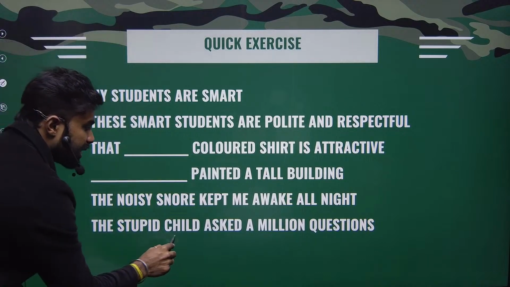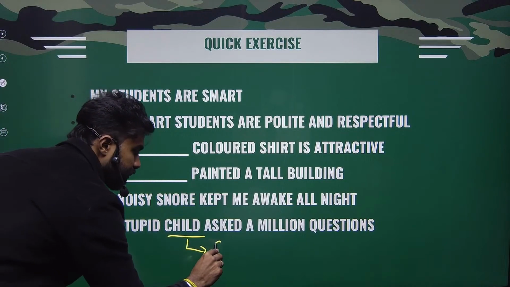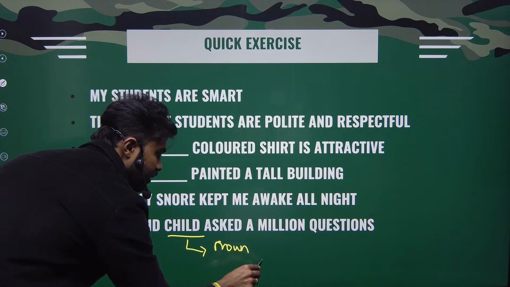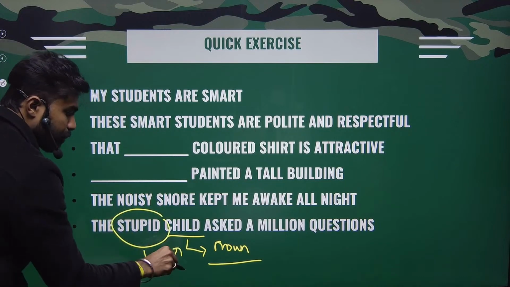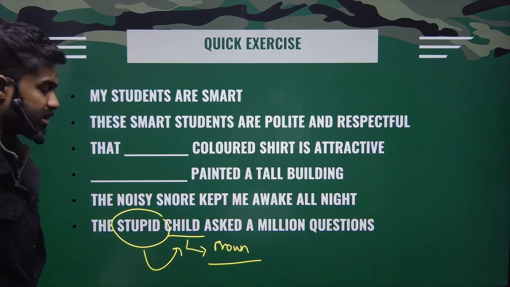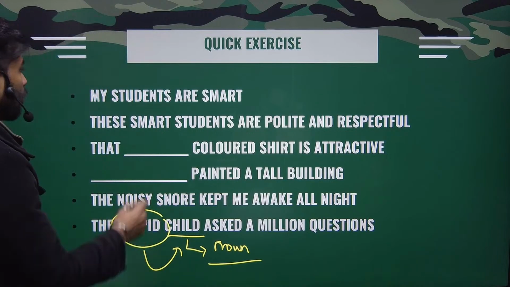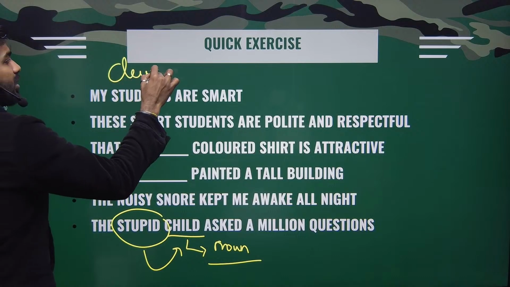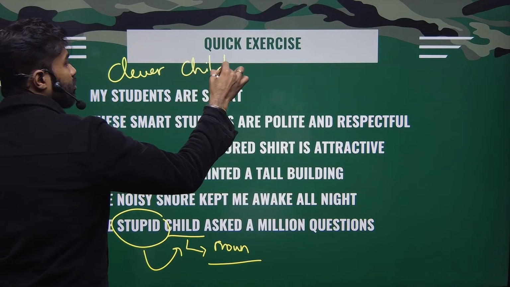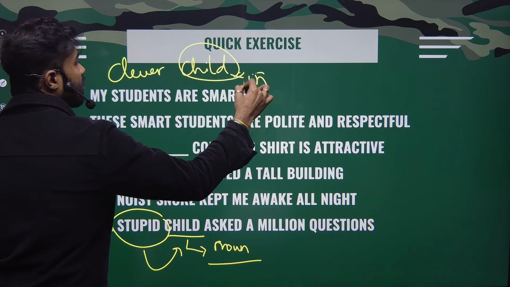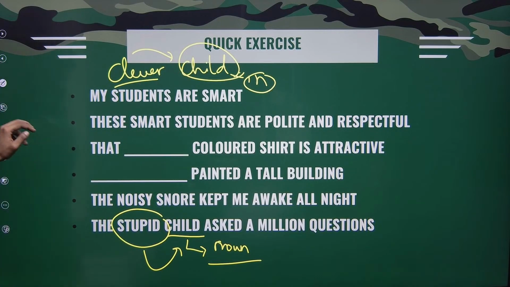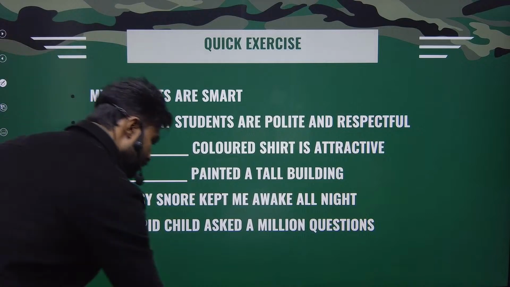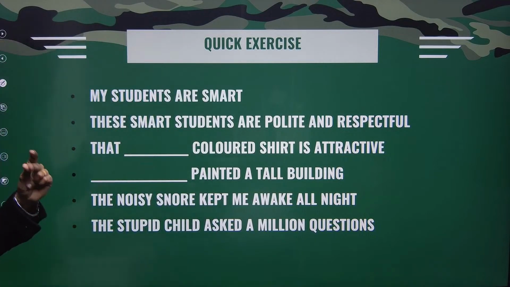See, child is my noun, right? The stupid child. See here. Stupid is giving a quality of this child. I can also say clever child. Child is my noun. Clever is adding a detail to my noun. So that's it. Very basic and simple. All right. Now let us focus on other things.